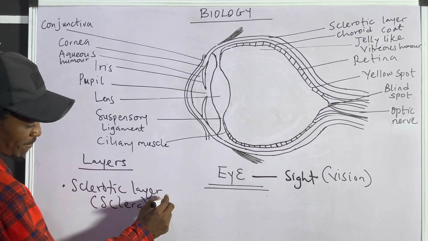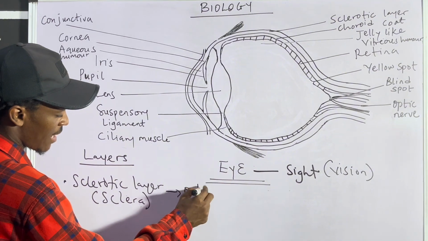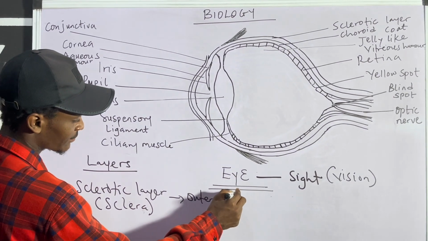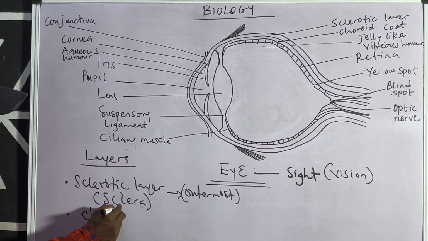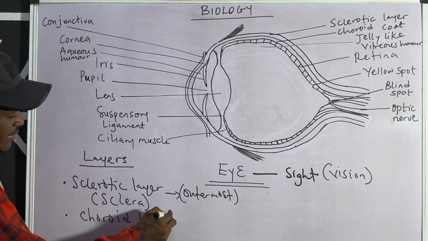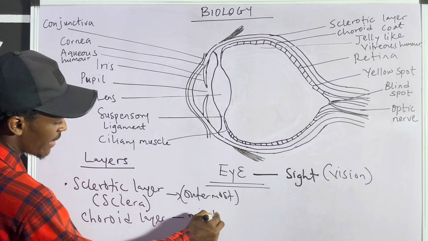This is the outermost layer of the eyes. Then we have the choroid layer. The choroid layer. Now this is the middle layer of the eyes.